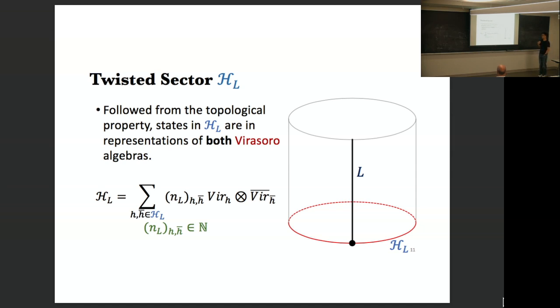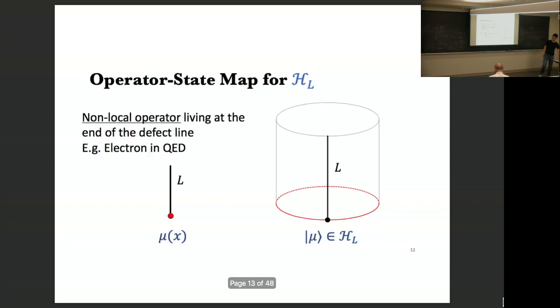One important fact about the topological line is that it commutes with both the left and the right moving Virasoro algebras. And therefore, this H sub L Hilbert space can be decomposed into representations of both Virasoro algebras. And to be a consistent Hilbert space, you need the degeneracy N sub L for each Virasoro representation to be a positive integer. That's actually a very strong constraint on what possible topological defects you can have in a 1 plus 1D quantum field theory. I will loosely call this H sub L the twisted sector, because it's a Hilbert space that's twisted by its topological defect. So what are the states in the twisted sector?